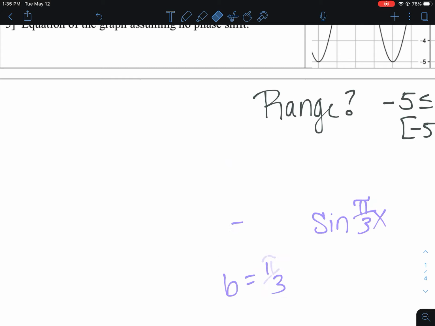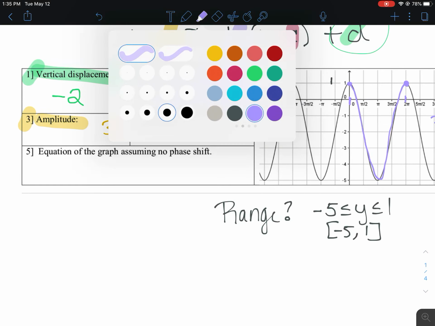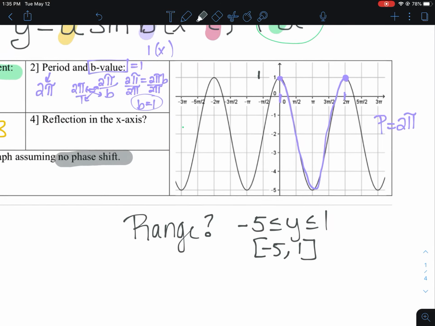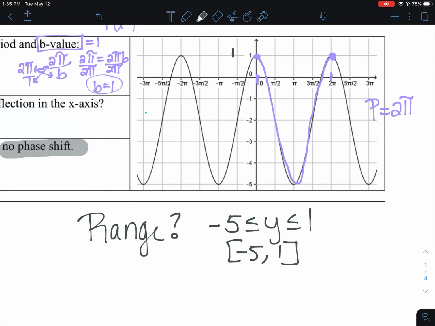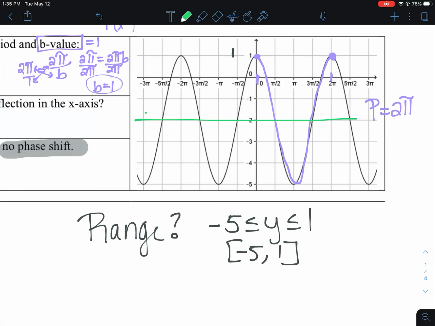All right. So just keep that in mind. Anytime you're given a period and you want to find the value that goes into your equation, you have to do 2 pi over b. Now, the key piece here that it's telling us is that we're assuming the graph has no phase shift, okay? So that being said, if the graph has no phase shift, here is my midline.